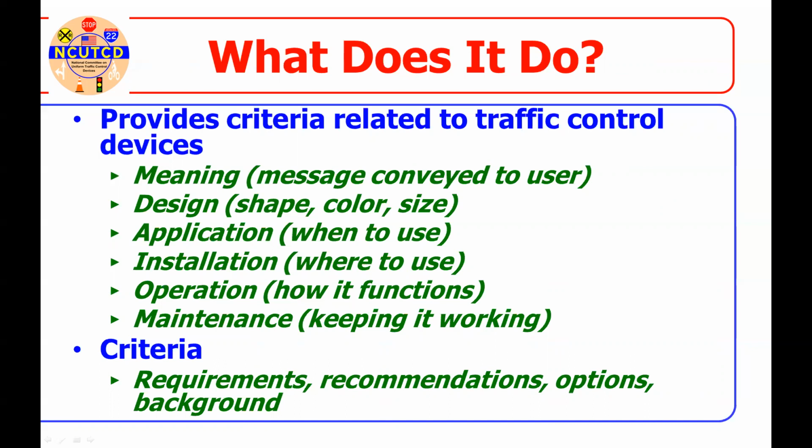For those devices that change appearance, like a traffic signal, the MUTCD describes how the devices operate. For some devices, the MUTCD also provides maintenance guidelines. Not all of these are provided for all devices, but in general, most of these criteria are addressed for most traffic control devices. In another video, I will address how the MUTCD is organized and how that content is structured into requirements, recommendations, options, and background information.